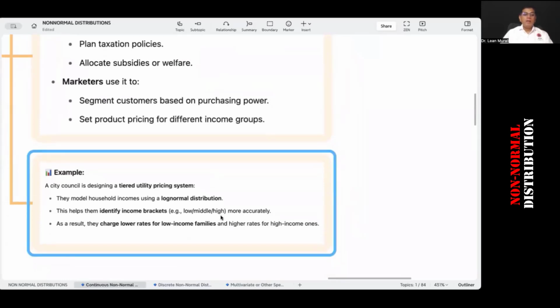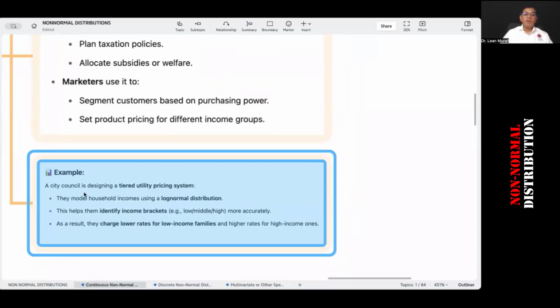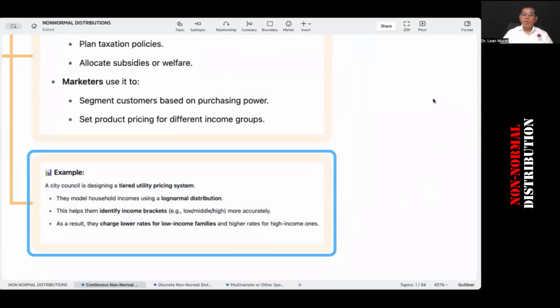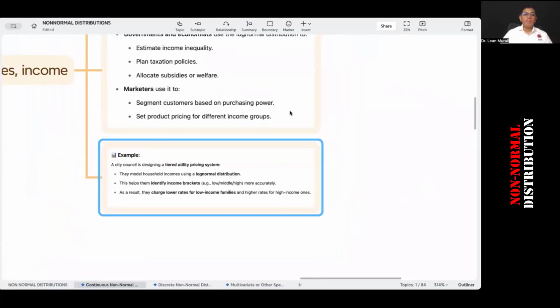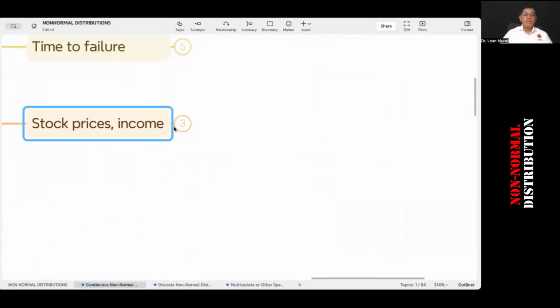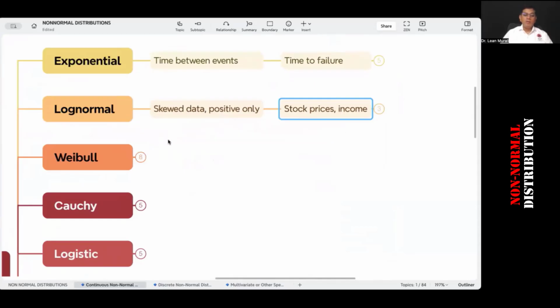Another example: a city council is designing a tiered utility pricing system. They model household incomes using a log normal distribution. This helps them identify income brackets. As a result, they charge lower rates for lower income families and higher rates for higher income families. If this example was useful, just type useful in the chat box. This is an example of a log normal distribution.